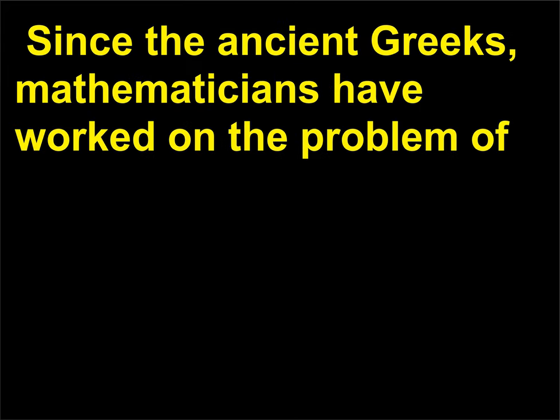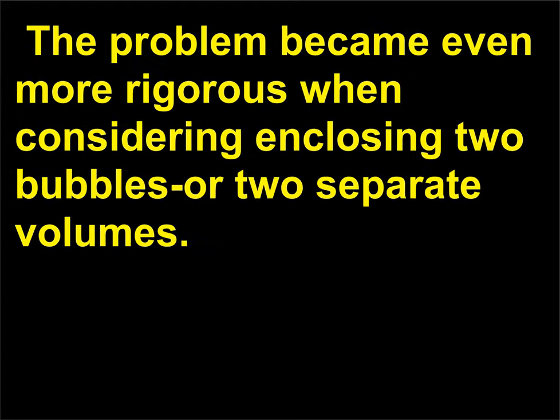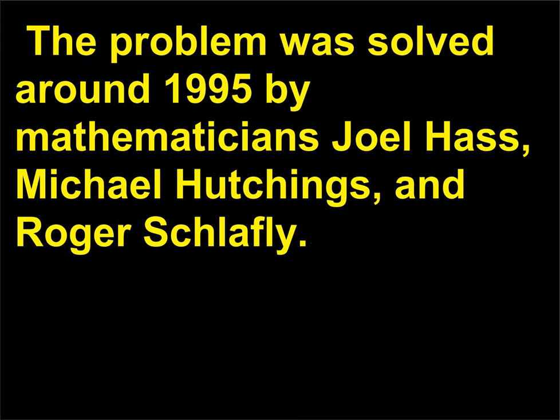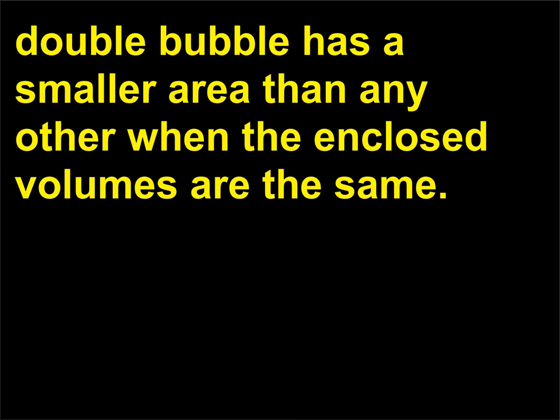Since the ancient Greeks, mathematicians have worked on the problem of finding a mathematical proof of the efficiency of a single round bubble. The problem became even more rigorous when considering enclosing two bubbles or two separate volumes. The problem was solved around 1995 by mathematicians Joel Hass, Michael Hutchings, and Roger Schlafly. They used a computer to calculate the surface areas of the bubbles and found that the double bubble has a smaller area than any other when the enclosed volumes are the same.